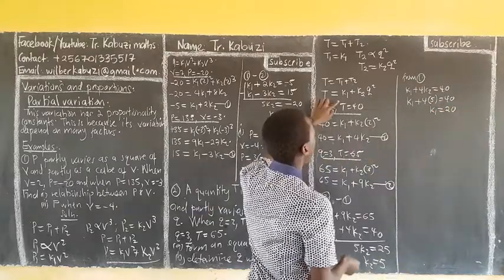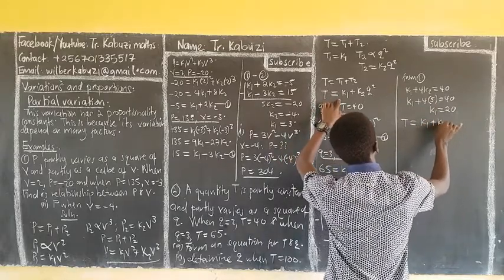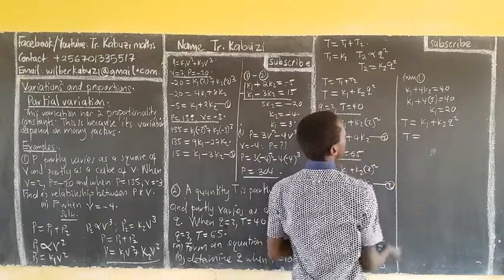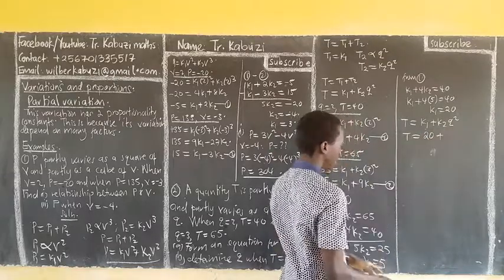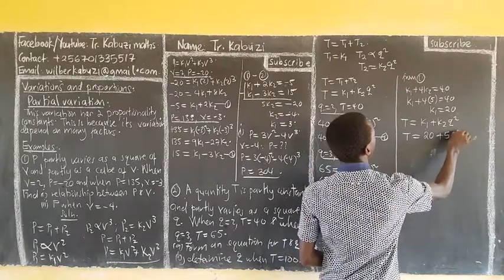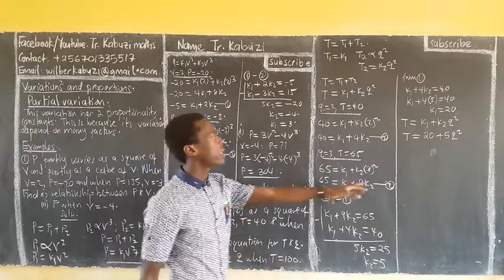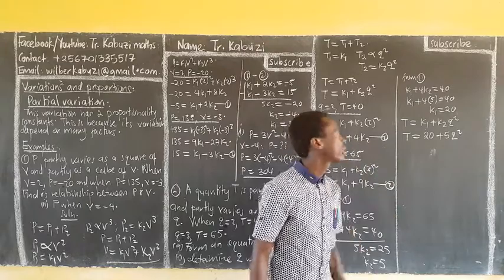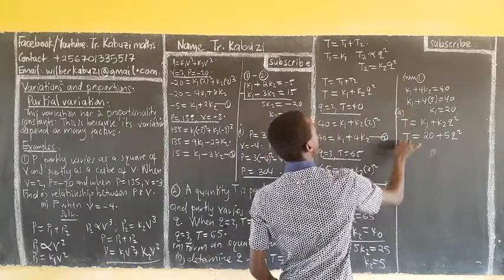Now you come back and rewrite this equation because we have all the constants. So now my T will be K1 which is 20, plus K2 which is 5, times Q squared. So this is the equation for T and Q. It should not be having any constants. So this is part A. Then part B.